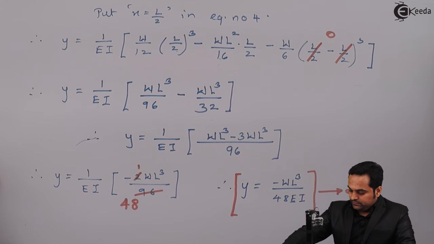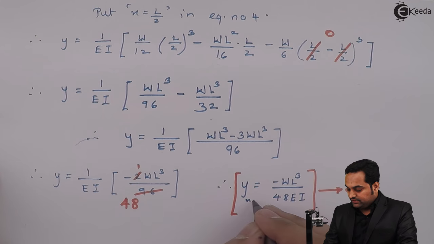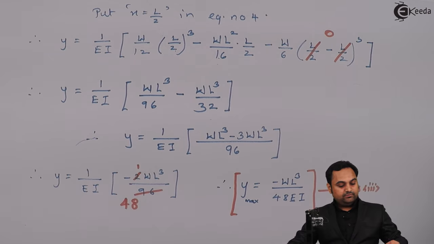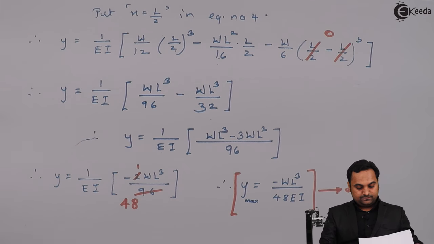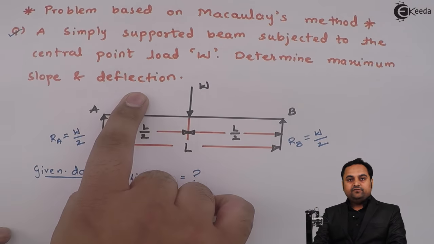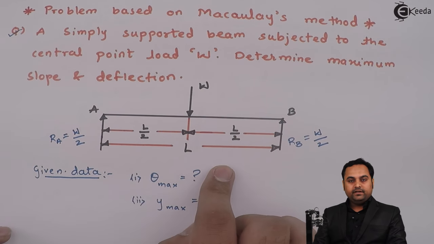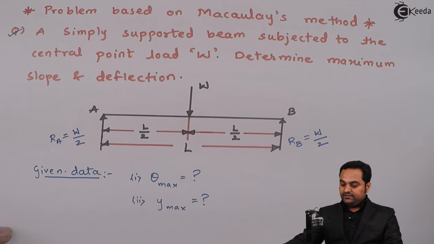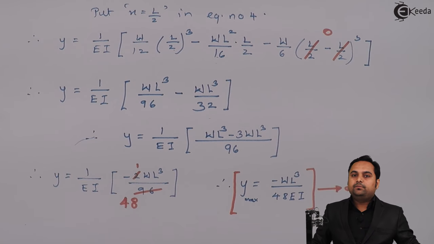And the deflection which we have got is the maximum deflection because we have taken distance as L by 2 to get the maximum deflection. Now if we look into the problem, the question was to determine the maximum slope and deflection, and we have found out the maximum slope at A and B and maximum deflection at this central location, and here we have the answer, and with this we complete the problem.